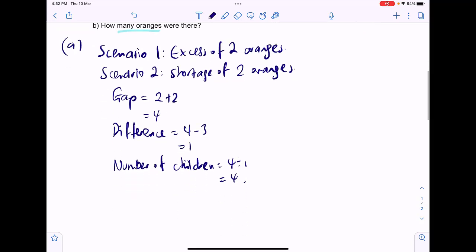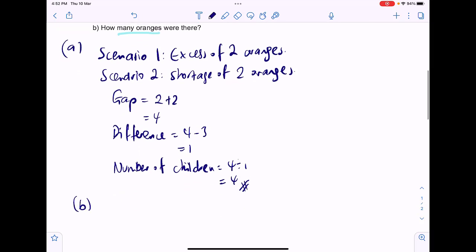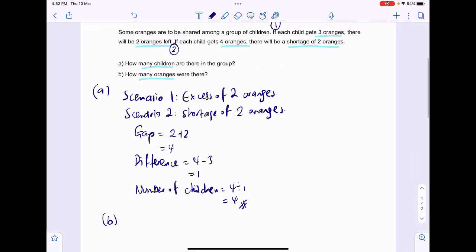Alright, so part A is done. Answer, 4 children. Part B. How many oranges were there? You can use either of the scenarios. Let's say you want to use scenario 1.